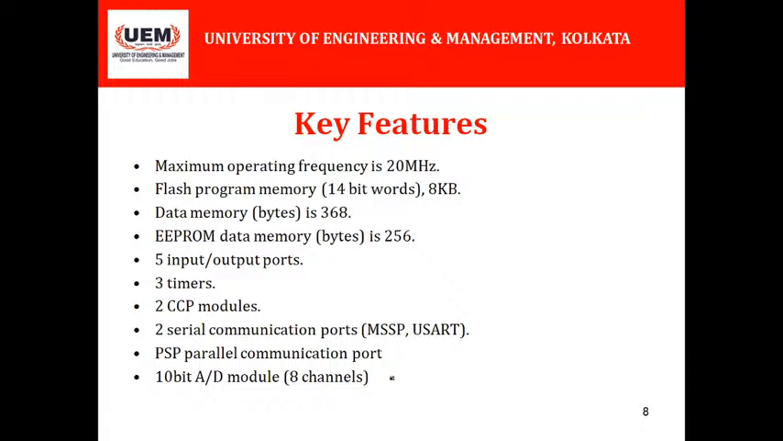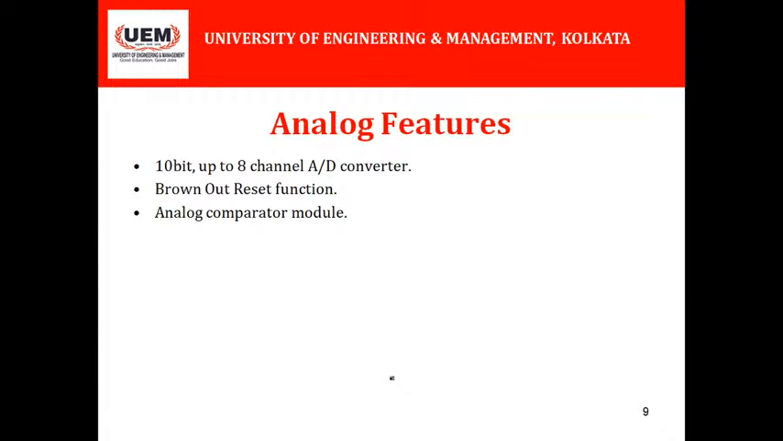3 timers are used here: timer 0, timer 1 and timer 2. Two CCP modules are basically used. That means capture modules are used. 2 serial communication ports are used. One is MSSP and another one is universal synchronous asynchronous receiver transmitter. These 2 communication ports are used. Parallel slave port is used for parallel communication, and 10-bit analog to digital module is used with 8 channels. So these are considered to be the key features.